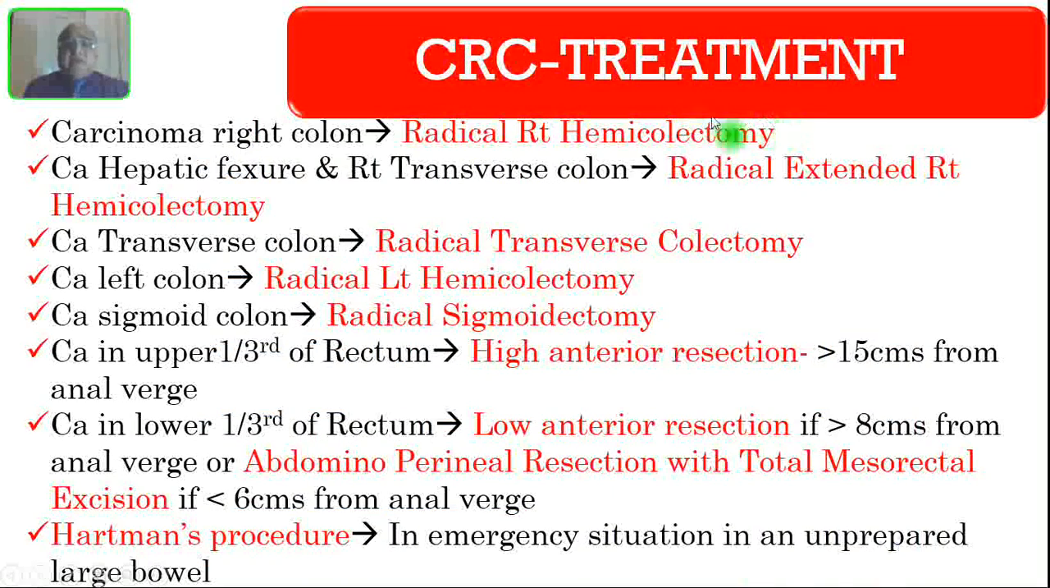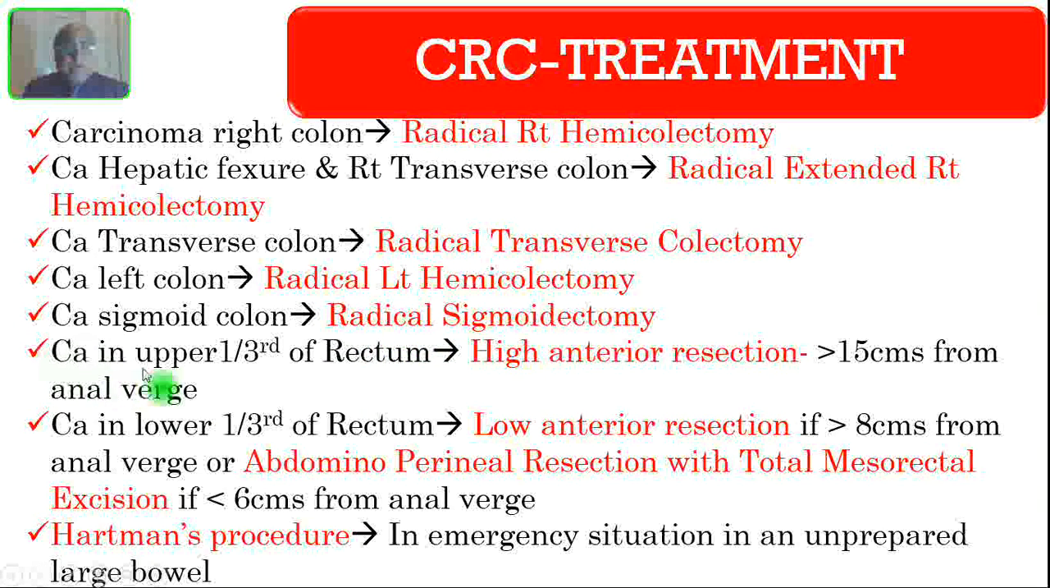So coming to the treatment of colorectal cancer, if it is carcinoma of the right colon, you must do radical right hemicolectomy. If it is carcinoma of the hepatic flexure or the right side of the transverse colon, you have to do radical extended right hemicolectomy. If it is carcinoma involving the transverse colon, you must do radical transverse colectomy. If it is carcinoma of the left colon, you have to do radical left hemicolectomy. If it is carcinoma of the sigmoid colon, you must do radical sigmoidectomy.